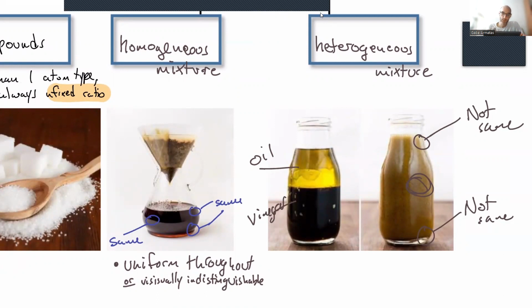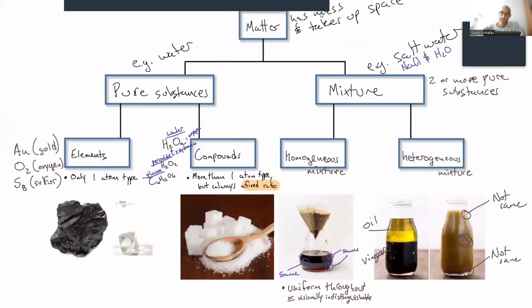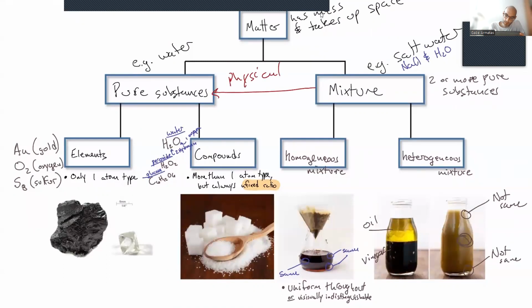Okay, so those are the 4 different types of matter that we have. So pure substances, elements and compounds, mixtures, heterogeneous and homogeneous. And we're going to talk about separating these things in the last little bit. You can take a mixture and you can divide it into pure substances by physical means, by physical changes. Okay. Really simple.